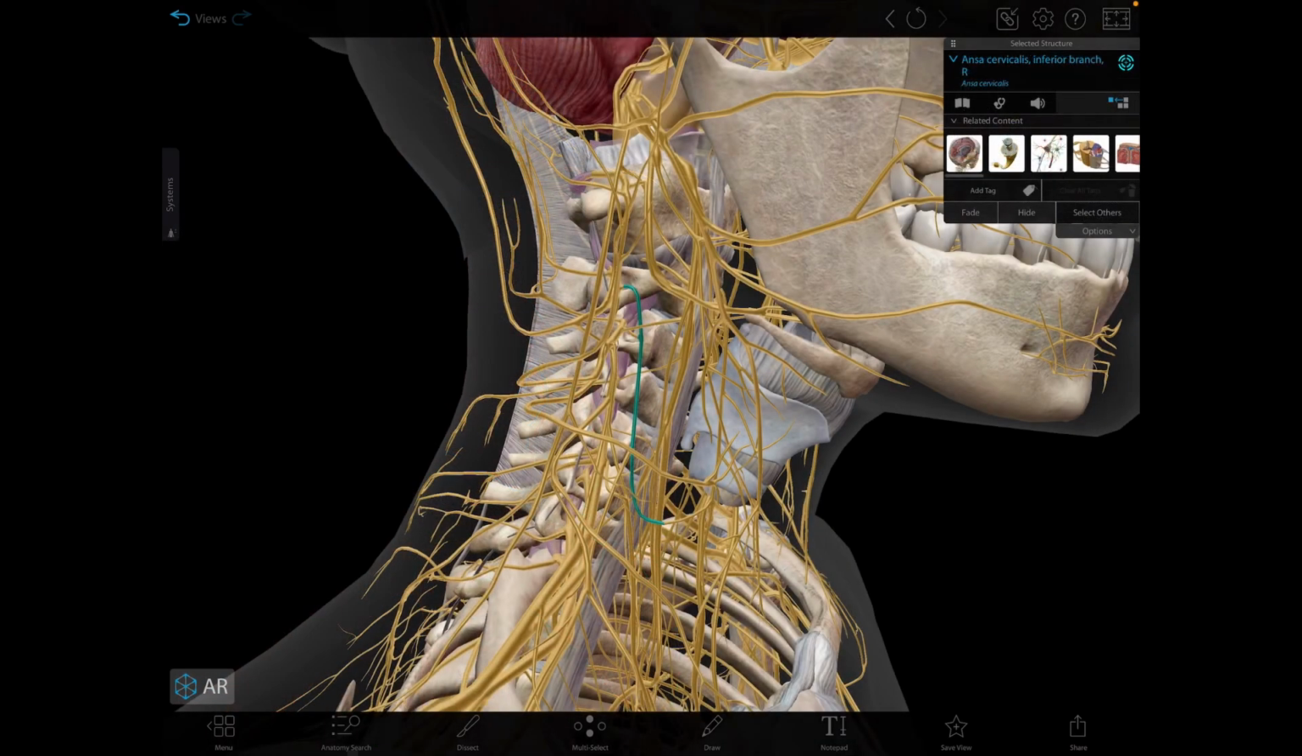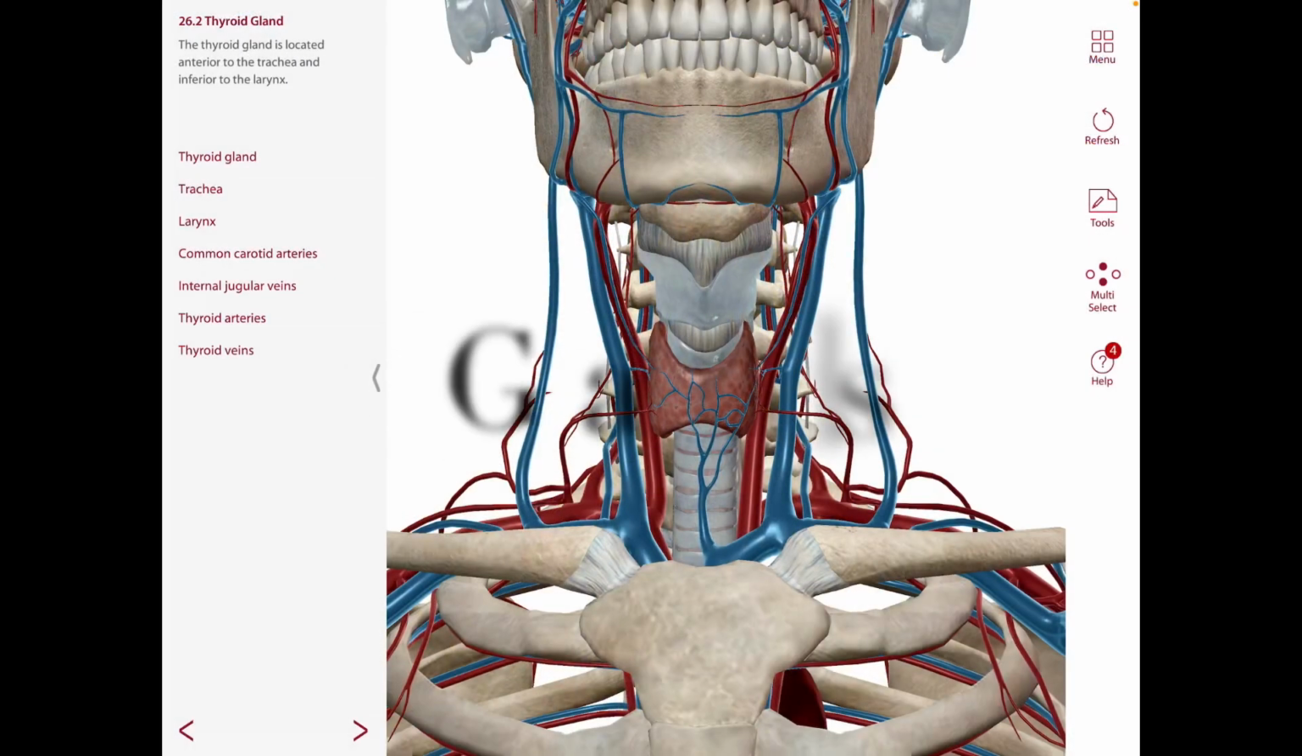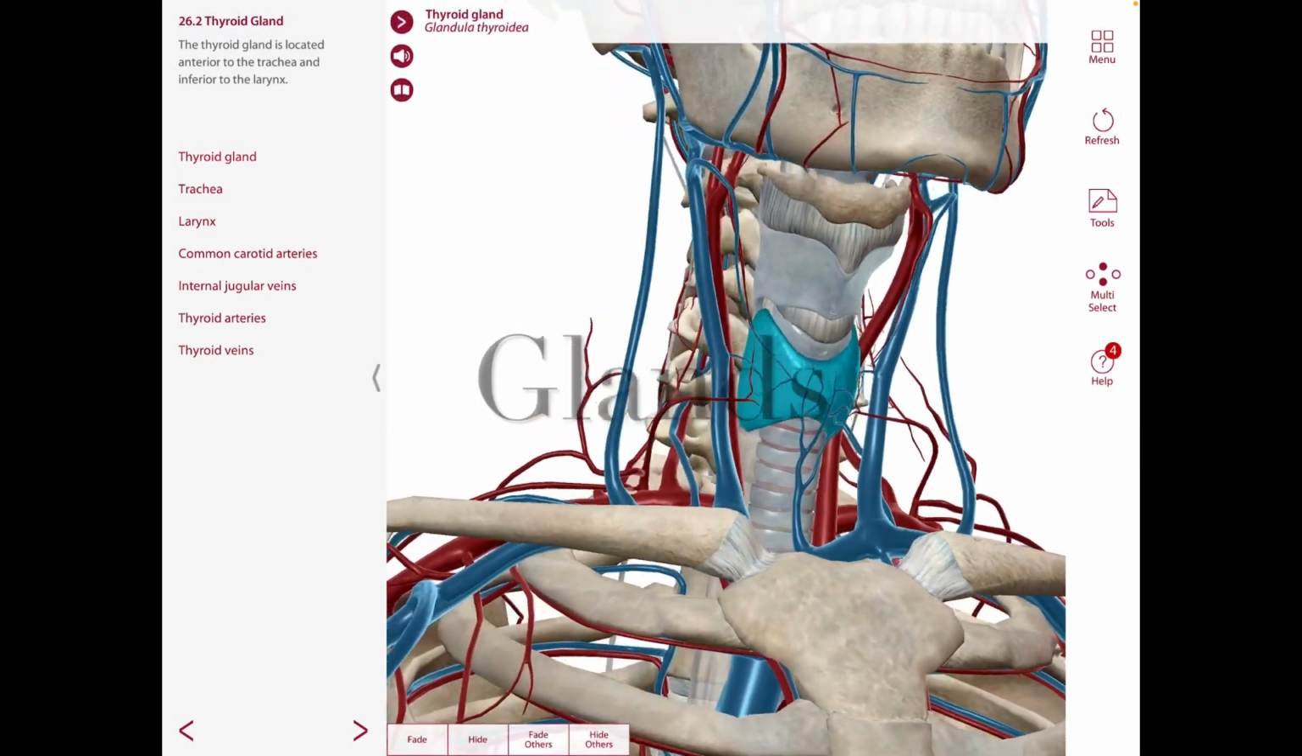Another branch we see coming from the cervical plexus is going to be the ansa cervicalis, which you can see here labeled in blue. You're going to have an inferior branch and a superior branch. Another structure we're going to see in the neck is the thyroid gland.